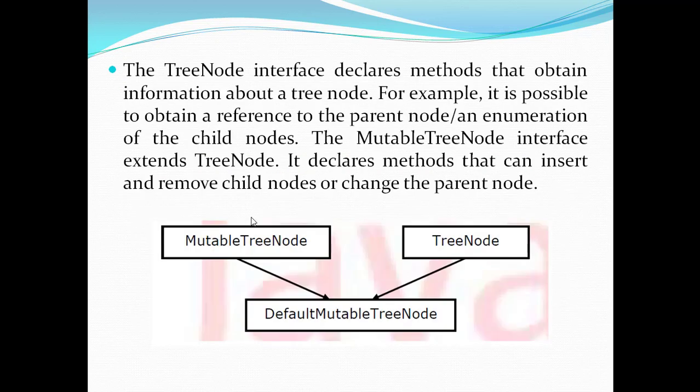The TreeNode interface declares methods that obtain information about a tree node. For example, it is possible to obtain a reference to the parent node or an enumeration of the child nodes. The MutableTreeNode interface extends TreeNode. It declares methods that can insert and remove child nodes or change the parent node. By using these interfaces, we can use the tree.